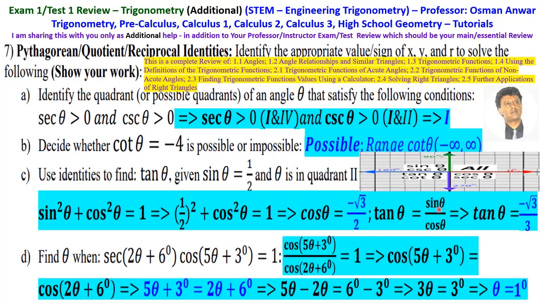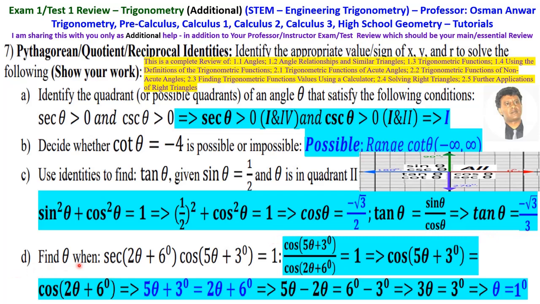Tan theta is sine over cosine theta. Sine theta is 1 over 2. Cosine theta is minus square root of 3 over 2. Then this is minus 1 over square root of 3. Multiply top and bottom by the conjugate square root of 3, then you get minus square root of 3 over 3.